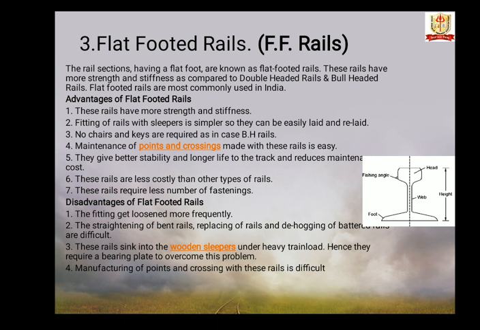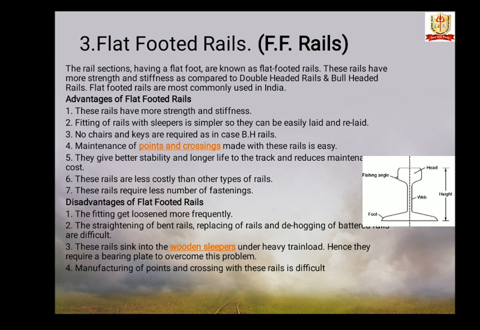Next and most important type of rail is flat-footed rails, FF rails. The rail section having a flat foot is known as a flat-footed rail. These rails have more strength and stiffness as compared to double-headed rails and bull-headed rails. Flat-footed rails are most commonly used in India.